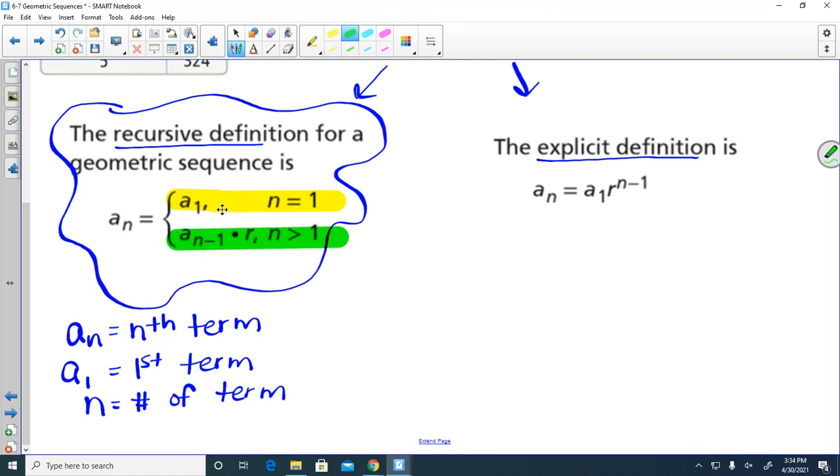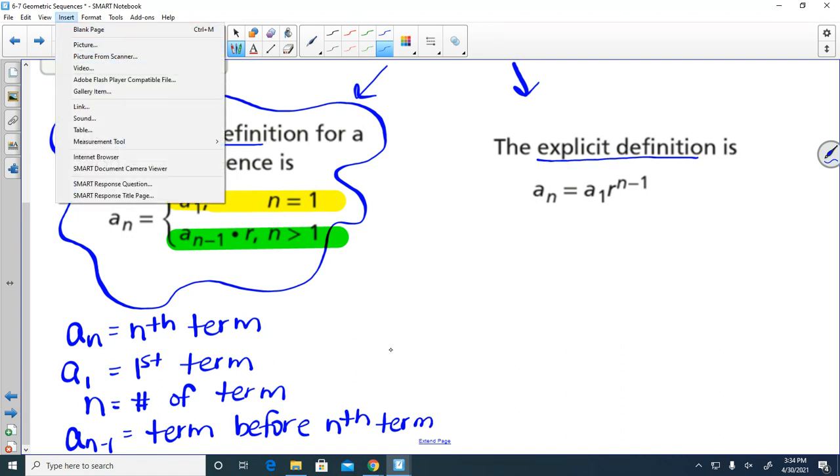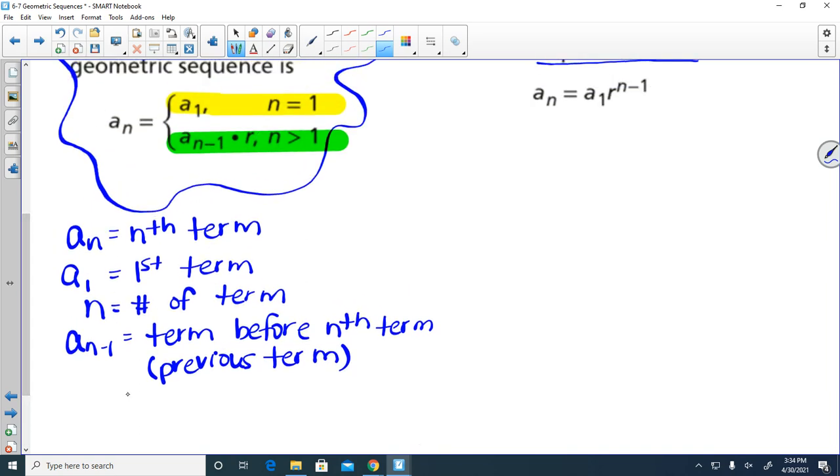It says a sub n minus 1. Well, if a sub n is the nth term, then a sub n minus 1 is the term before the nth term. In other words, it's the previous term. And then R is the common ratio.